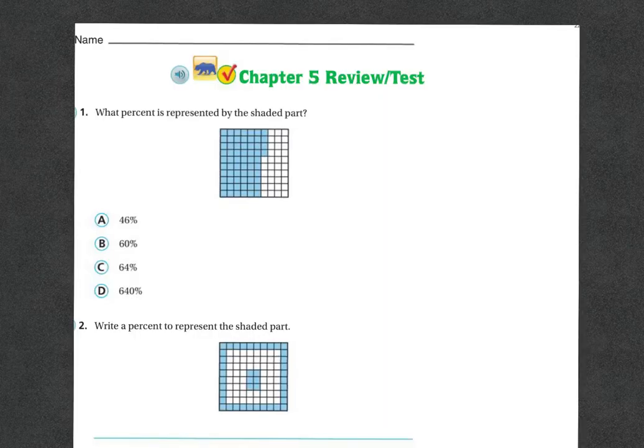So what percent is of the shaded part? So we're going to count. It's easy. We know these are 10. So 10, 20, 30, 40, 50, 60, and 1, 2, 3, 4. So it's going to be 64%.